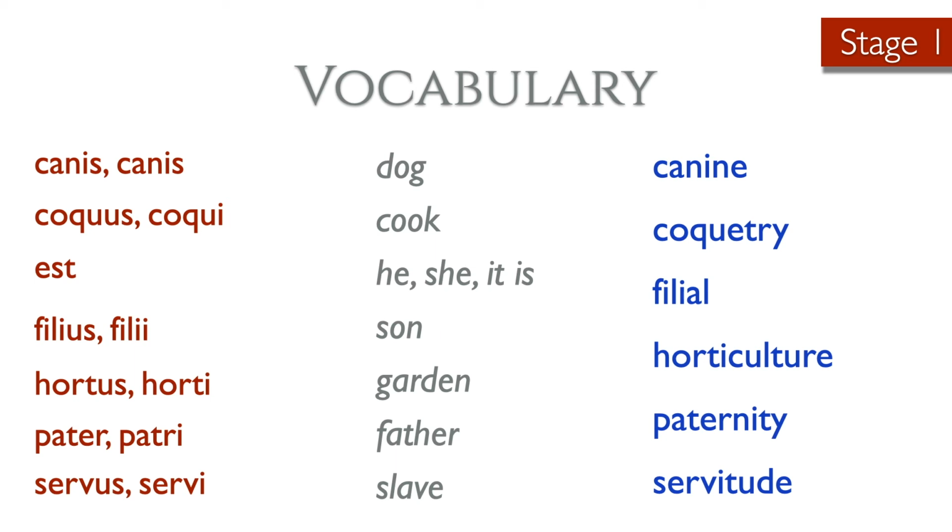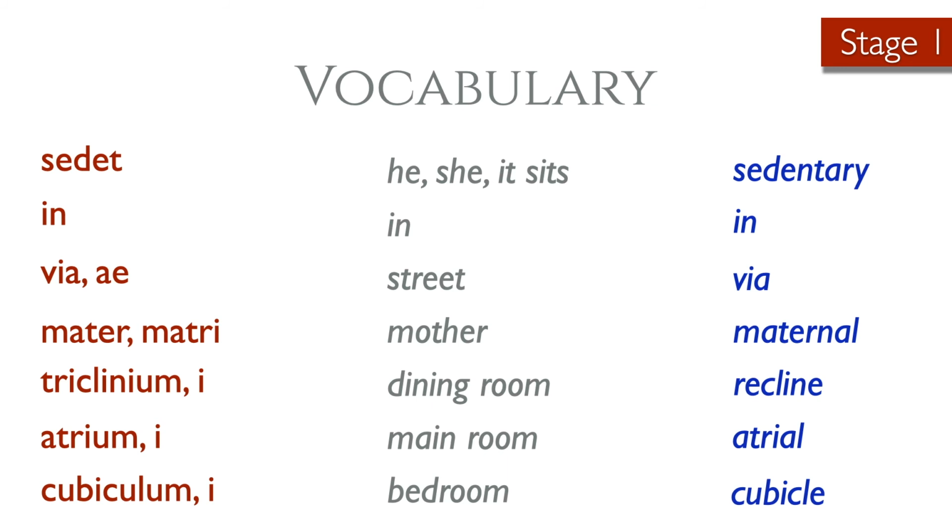Pater, patris, meaning father, paternity. Servus, servi, meaning slave, with a modern term servitude. Sedet, third person singular present tense of sedeo, and it means he, she, or it sits, and a modern word would be sedentary. The preposition in, meaning in, and the modern word in should clue you in to the definition of this word. Via, viae, meaning street, and today we use via a lot of times. Now notice I pronounced it via instead of via in the Latin. It's because V's should be pronounced as W's.